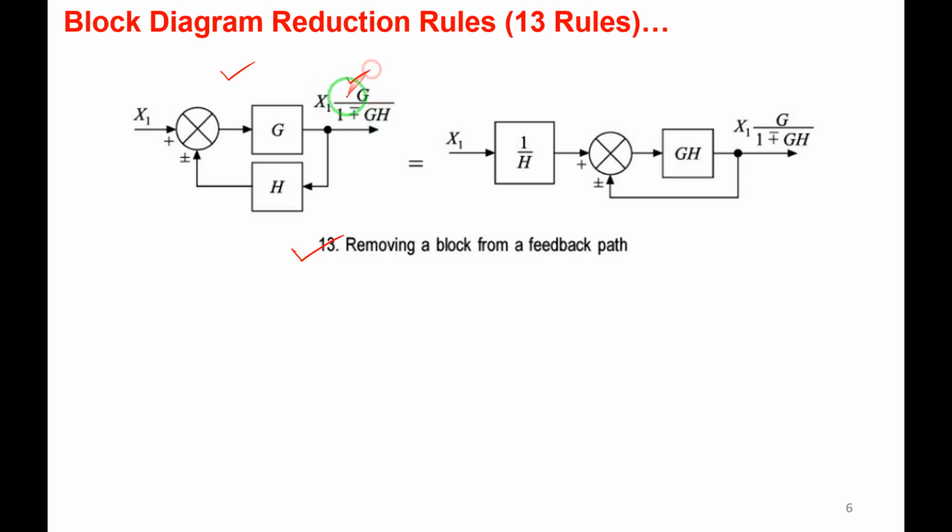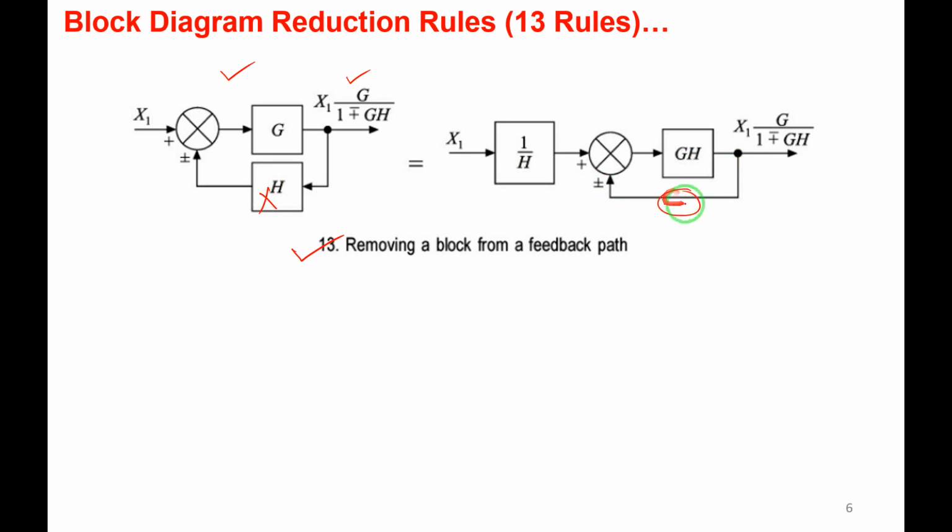This is the output. Okay, I want to remove a block. This block I want to remove. This block has to be removed from a feedback path. What to do? Just observe the changes. Yes, you can observe the next diagram. Yes, it has been removed here. H has been removed. If H has been removed, what will happen?